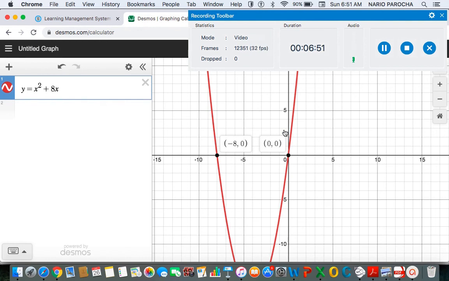Again, these are the solutions, these are the roots, and these are the zeros of this quadratic equation x squared plus 8x. That will be all.